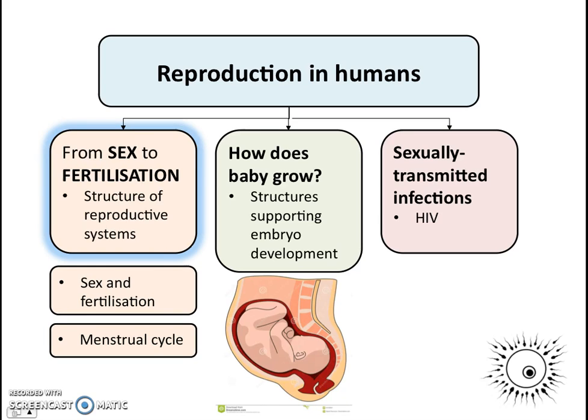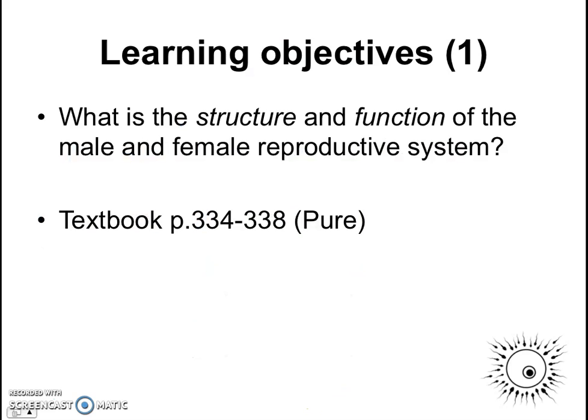So we'll begin by looking at the structure of the male and female reproductive systems. Okay, so our learning objective is to know the structure and the function of the male and female reproductive system, and you can find it on these textbook pages. Now, as we go through this topic, you'll find that some of the things already sound very familiar because you've already learnt it at lower secondary. However, in Sec 4, we're going to go a bit more into detail in certain parts, so it's good to see where you can add on that knowledge onto what you already know. Alright, so let's get going.